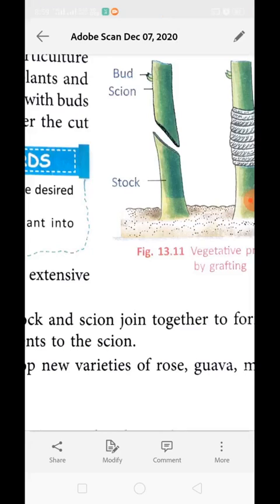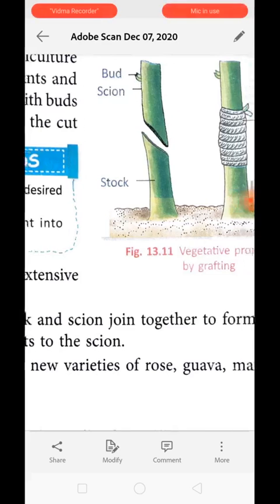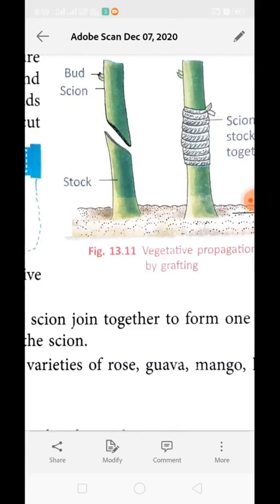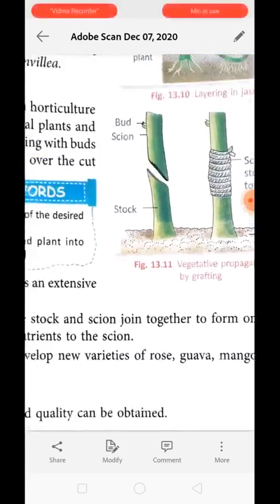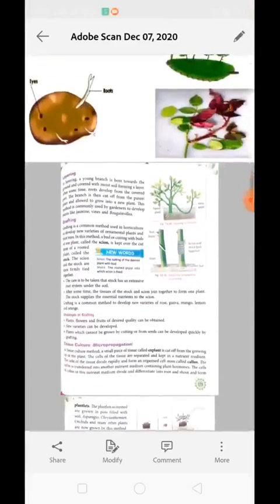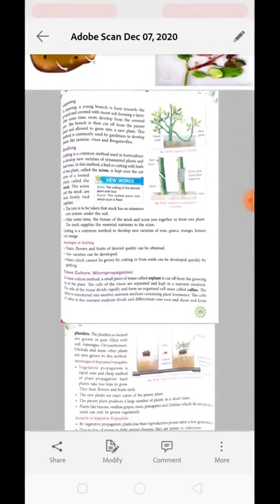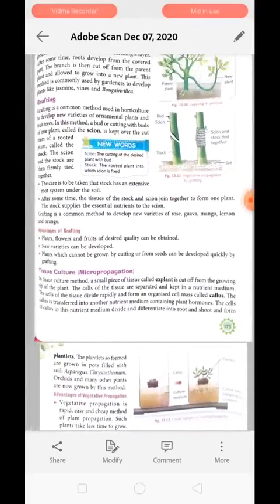Understood? Now, new varieties can be developed. Of course, we are producing more than one kind of flower and fruit in the same plant, so a new variety is also produced in this process. The third point is that plants which cannot be grown by cutting or from the seed can be developed quickly by the grafting method. We are simply extracting a stem out of the plant, and we are making a scion out of it to attach it with the stalk.